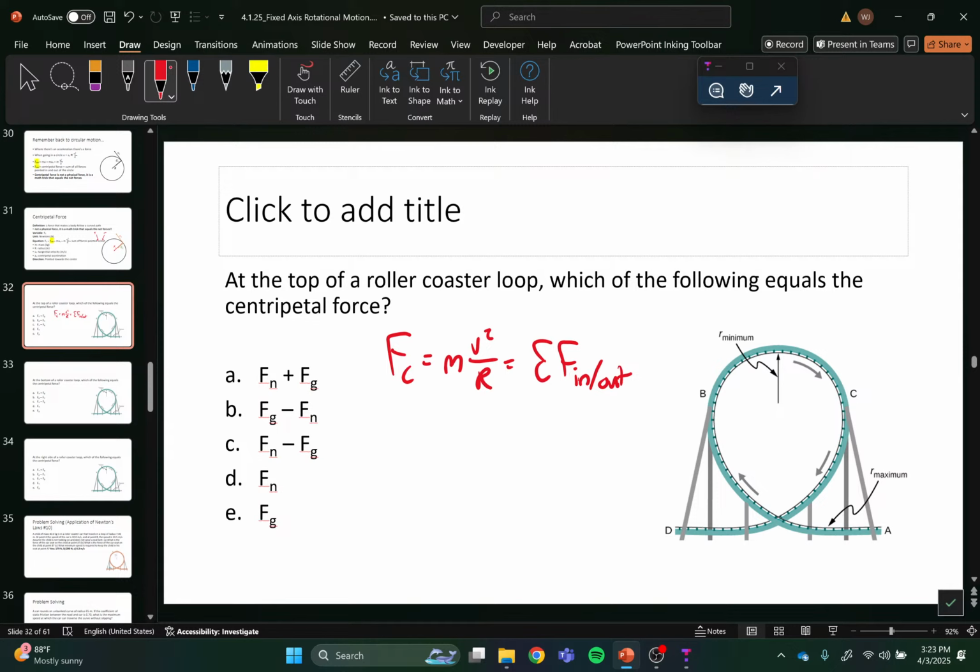So this question is saying, at the top, what forces point inwards or outwards? If you're pointed inwards, it's a positive. If you're pointed outwards, it's negative. So, practice your free body diagram skills. What actual forces are acting on the ride, on the cart at the very top? And that's how we're going to solve this problem.